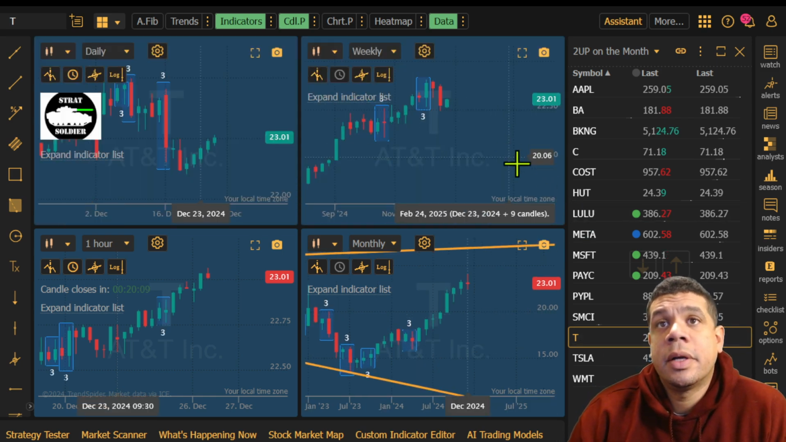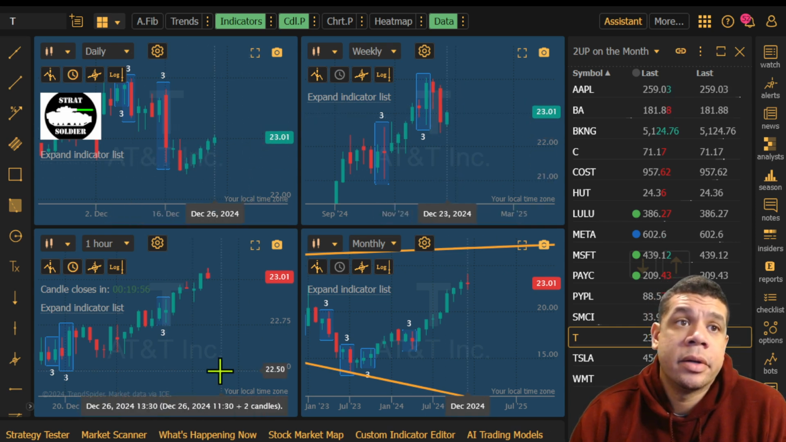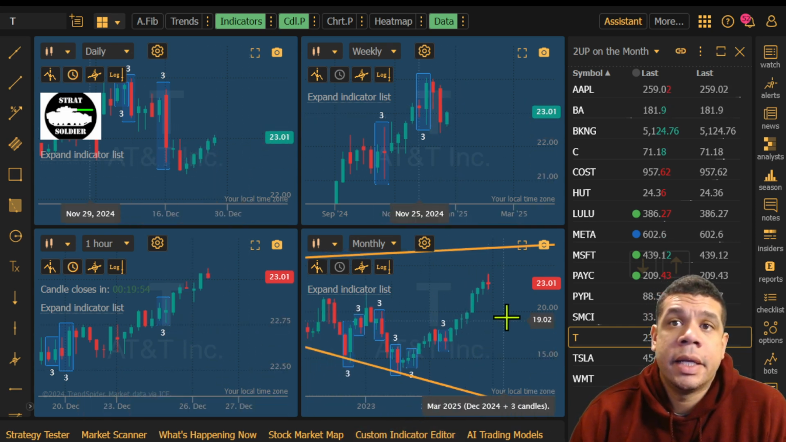AT&T, all right, trying to get back through this level of reclaim back here, but it's red on the month, inside on the week. We do have some buying here.